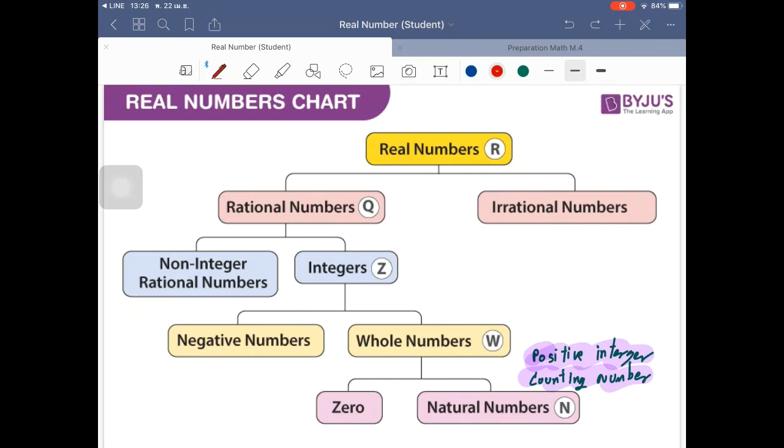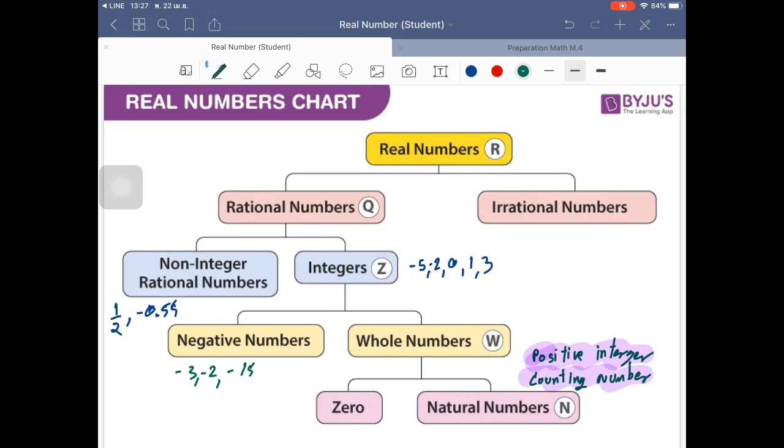Integers is like the number, for example, negative 5, negative 2, 0, 1, and 3. That is called integers. And non-integer is, for example, fraction or decimal. Fraction or decimal is non-integers. And integer classifies into negative here, negative 3, negative 2, negative 15. That is called negative numbers or negative integers.